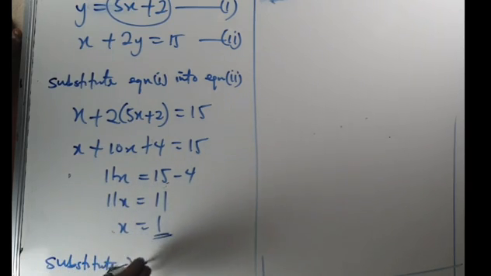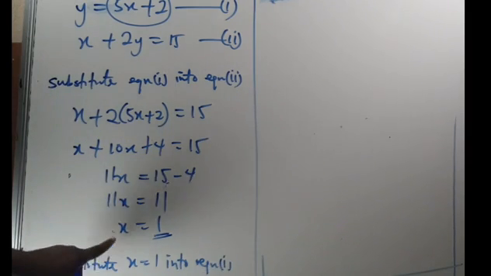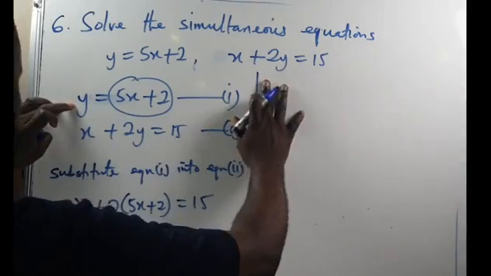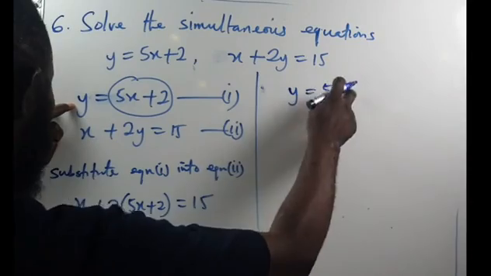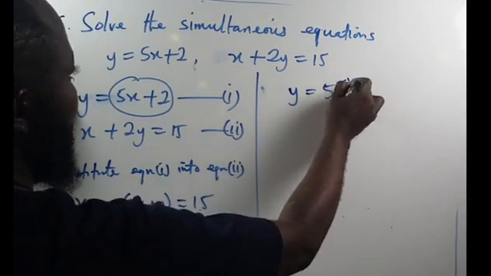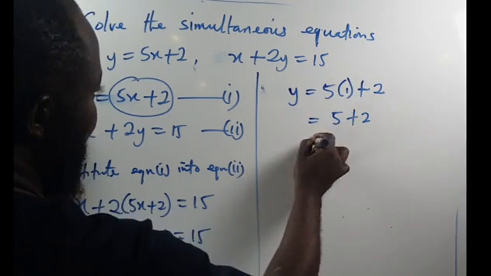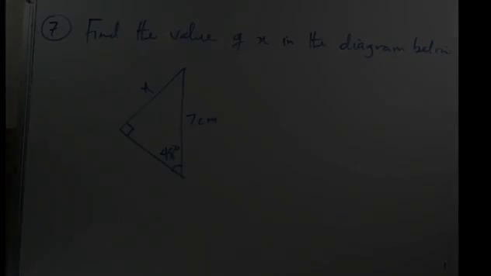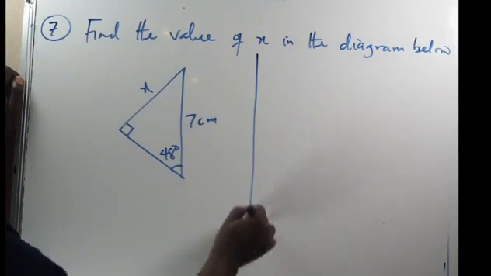Equation 1 to get the value of what? Y, because y is already the subject of formula. So now substitute x equals 1 into equation 1. So that means we're going to have y equals 5. Instead of us to put x there, we put the value of x, which is 1, plus 2. So that gives y equals to what? 5 plus 2, which is equal to what? 7.